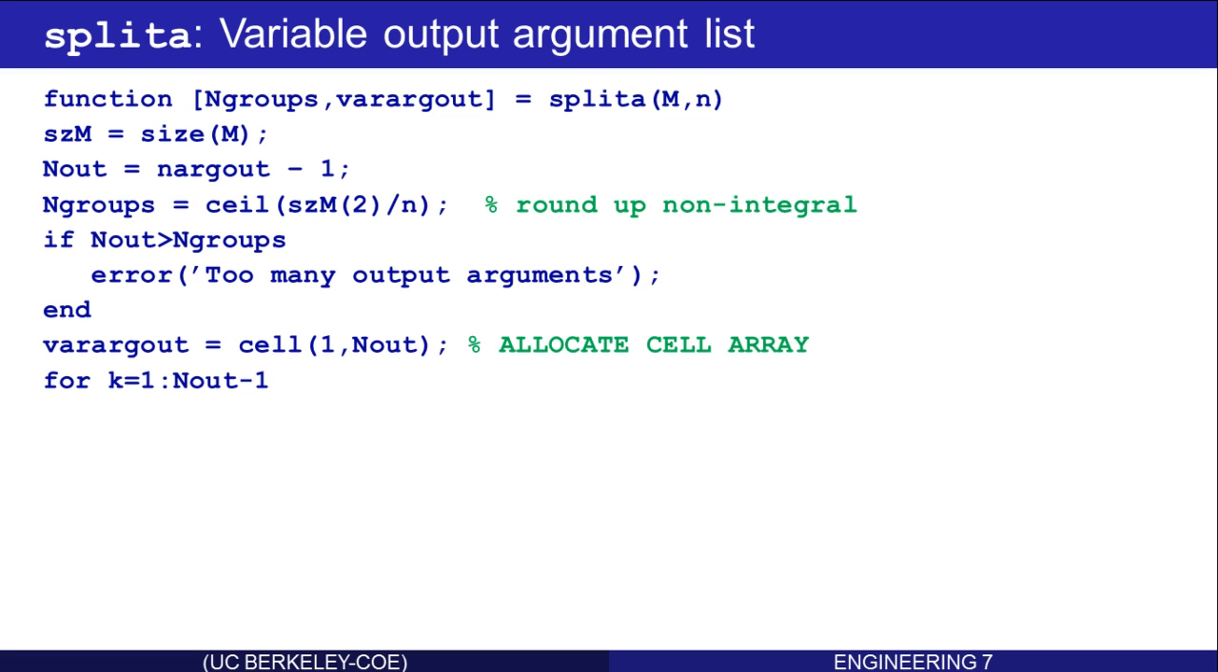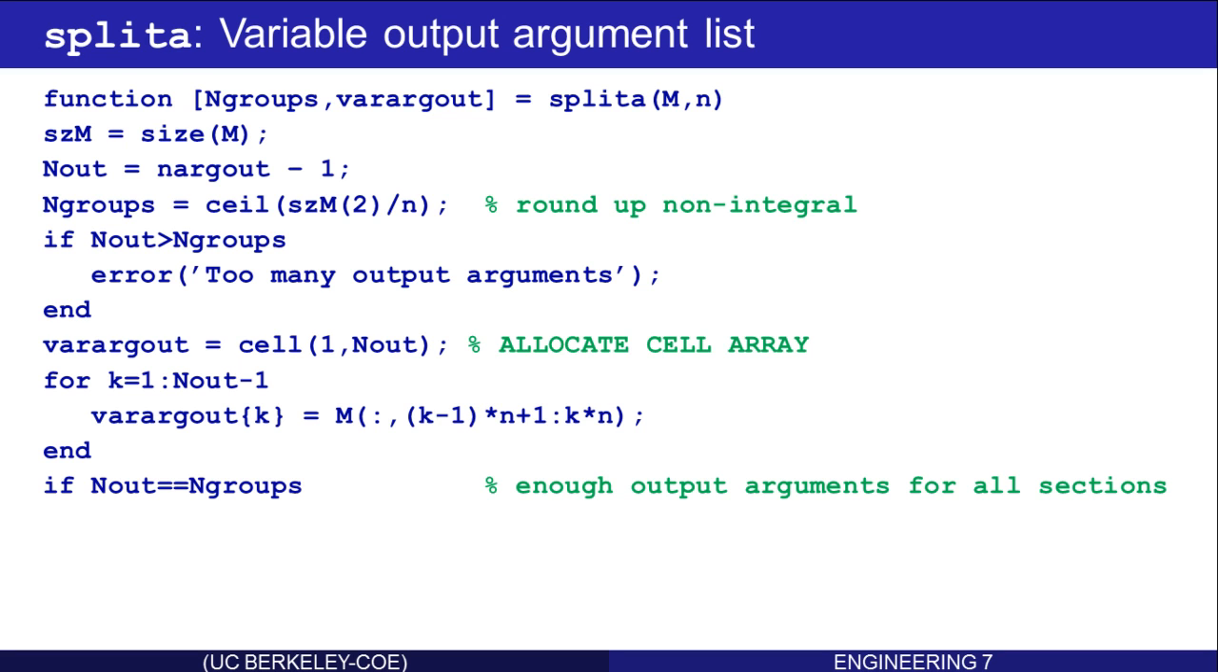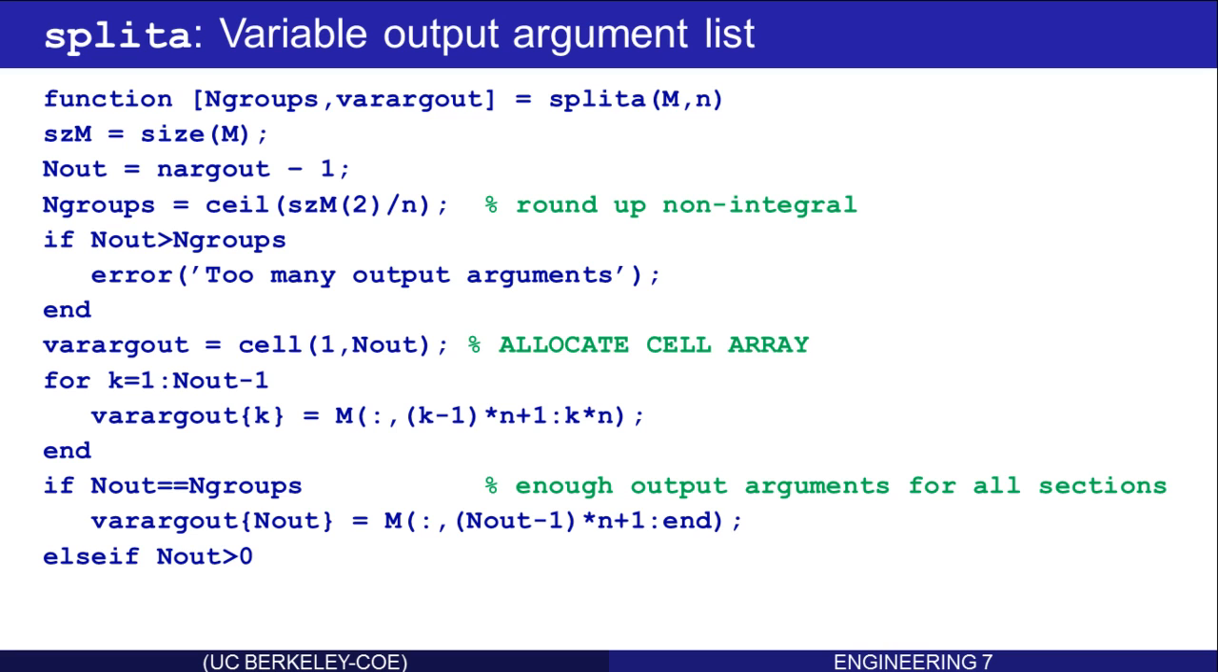Assuming that's not the case, allocate the varargout cell array to be the proper dimension, and then begin filling it. The last output may be special, so handle that separately. For the other ones, simply loop over K, grabbing N columns at a time from M, and placing them in the contents of the varargout cell array. If the number of outputs equals the number of groups, exactly enough output arguments were used to account for all sections, then the contents of the last element of varargout are filled with the remaining columns of M. And if fewer outputs were requested, then it's really as though the loop continued, grabbing the next N columns of M, which may or may not be until the very end. And that's the code.